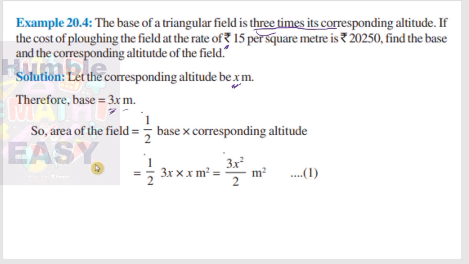Now, in order for us to get the area, we have 1/2 base times the corresponding altitude, which is represented by x. The base is 3x times the height, which is the altitude. So 3x times x meters square. Therefore we now have 3x squared all over 2 meters squared. That would be number 1.